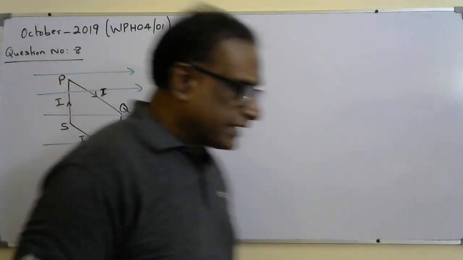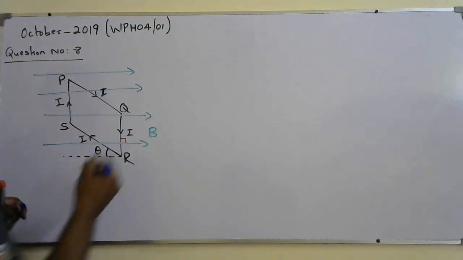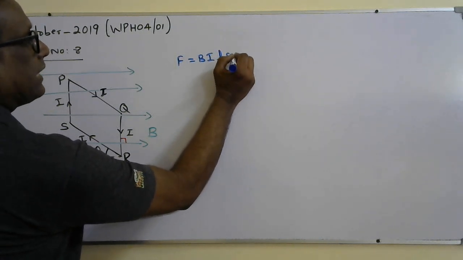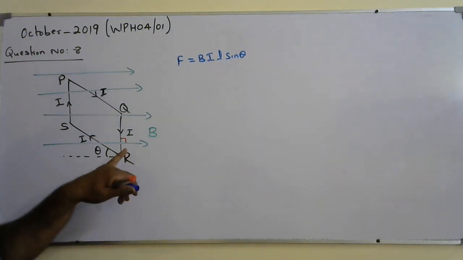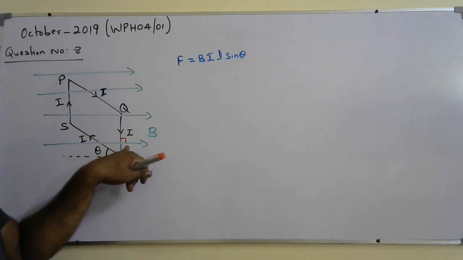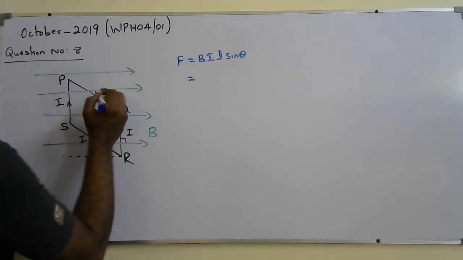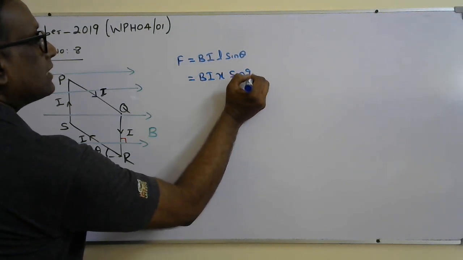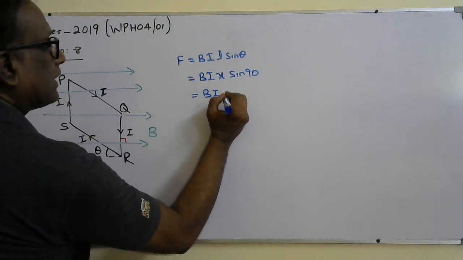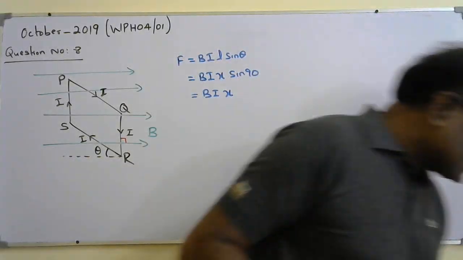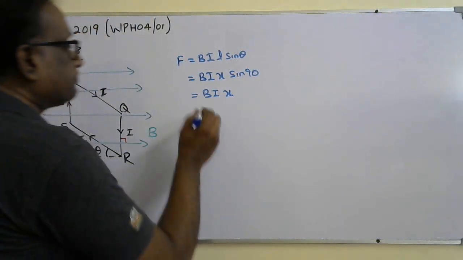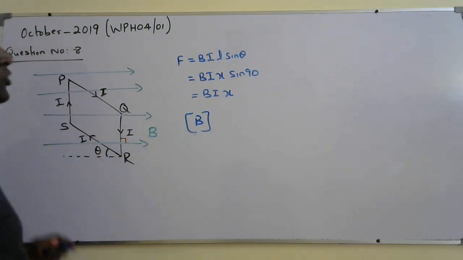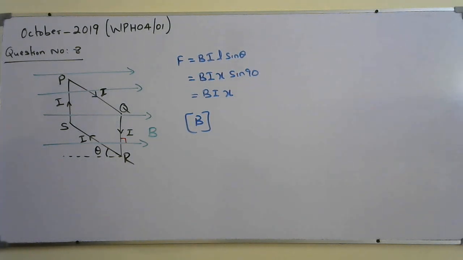So there the force acting on QR is given by F equal, you know, BIL sine theta. We learned that now. Theta is the angle between the direction of the magnetic field and the direction of current flow, which is 90 degrees. The length of one side is x, so BIx sine 90. Sine 90 is 1, so BIx. So the correct answer is B. The correct answer for this MCQ, question number 8, October 2019 paper, is B.